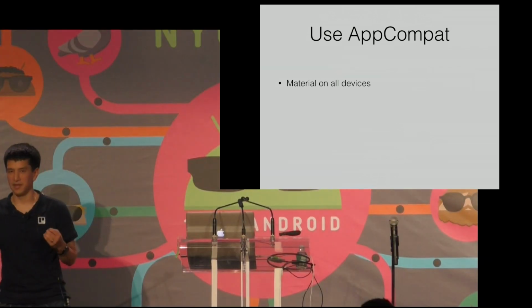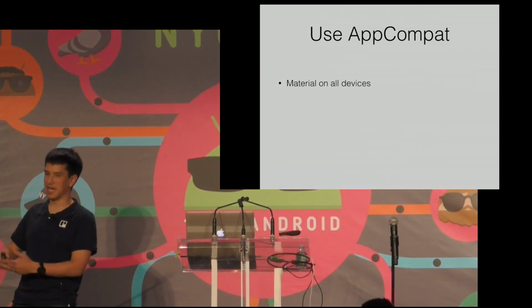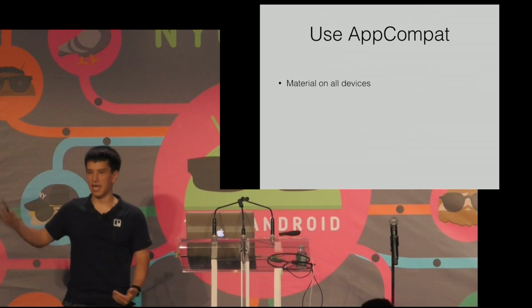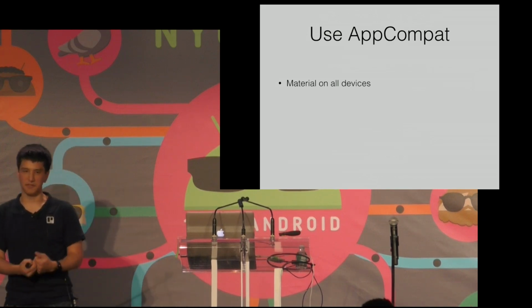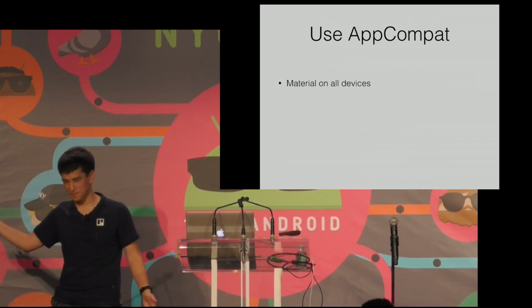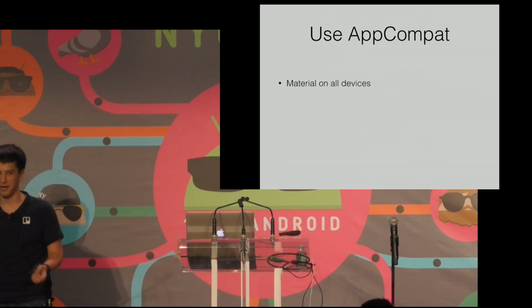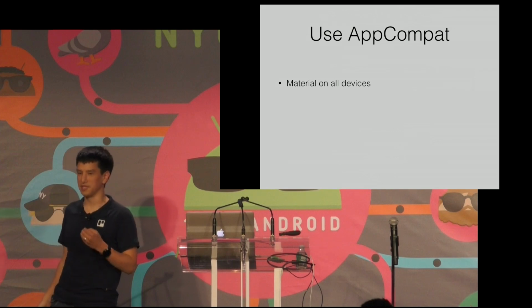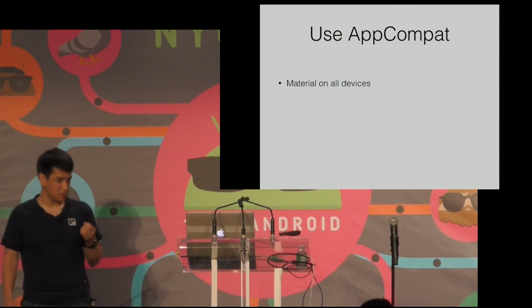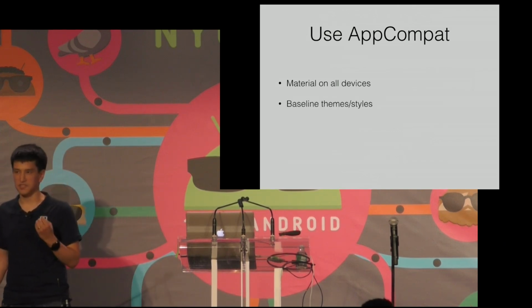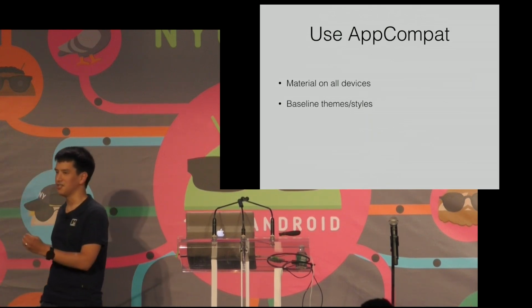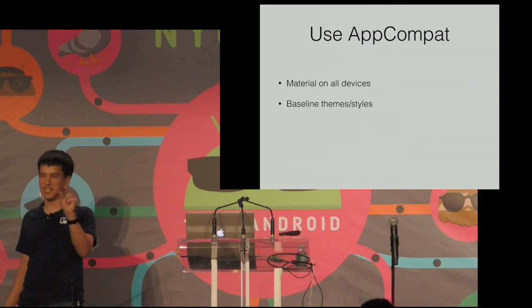But the real problem there is that now you've multiplied every problem that you have. Every time you have to define something in one theme, you have to define it like 2 or 3 times. It's a lot easier just to have Material applied to your entire application. And AppCompat really helps you get to there. It also provides a bunch of baseline themes and styles. So a lot of the times what you want to do is take a style or a theme and then modify it or tweak it just ever so slightly.